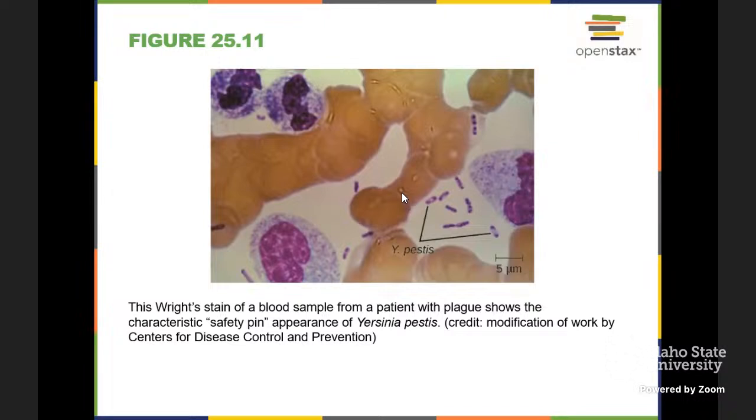So they call this bipolar staining, where the ends are what's stained on these gram-negative rods. They also have a safety pin sort of appearance, they look like little safety pins, which is characteristic of pestis.